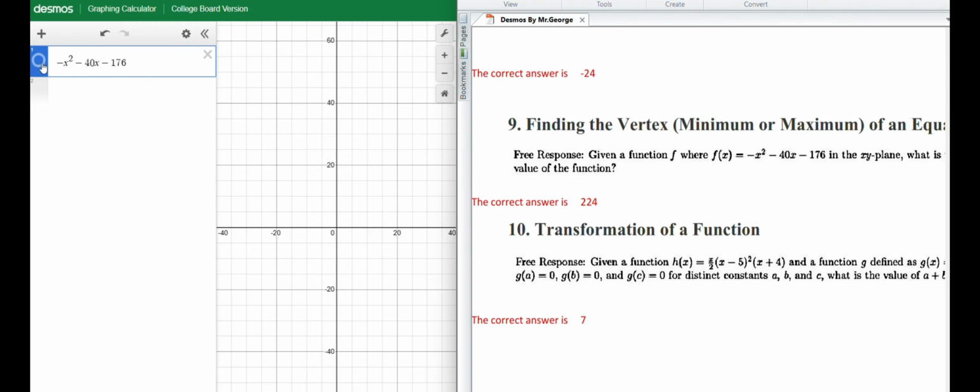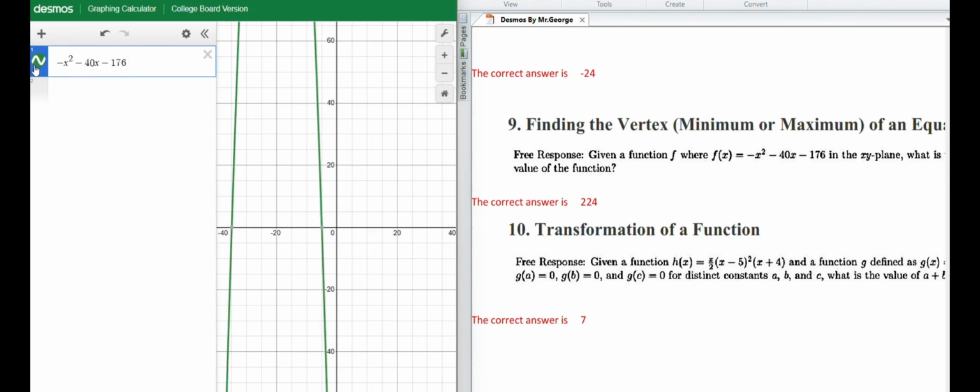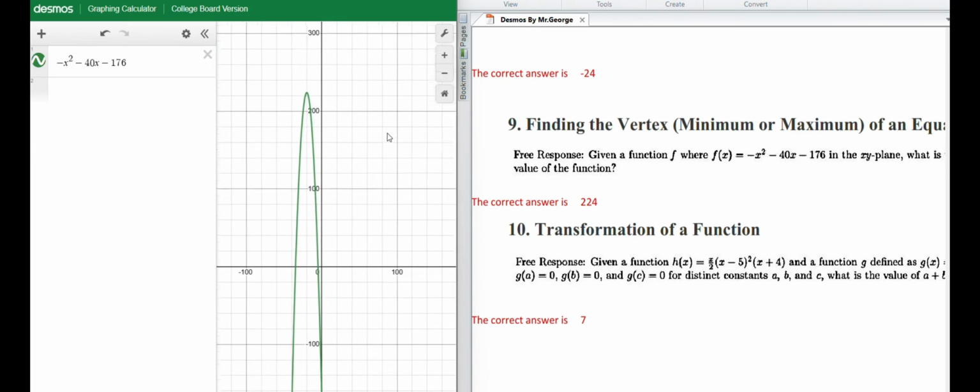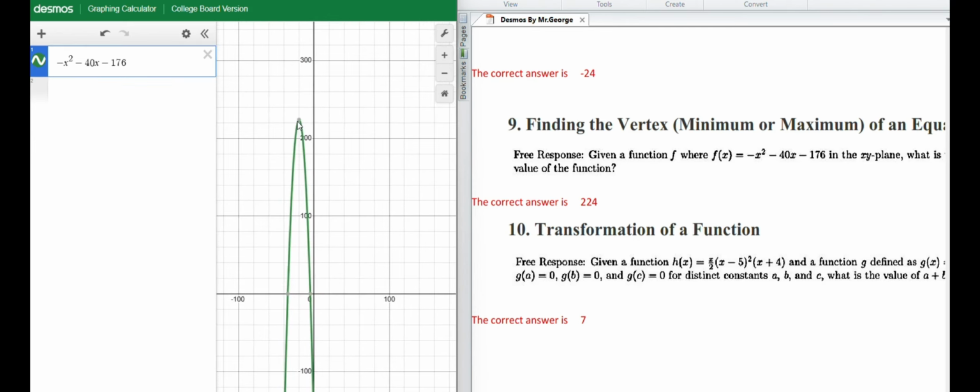Well, anyways, we type in the equation right here and we get the graph, and let's zoom out to find the vertex, and here is the vertex. -20 for the x and also 224 for the y. So the answer is 224 because it's just asking for the maximum value of this function.